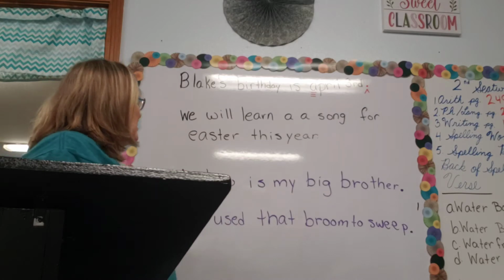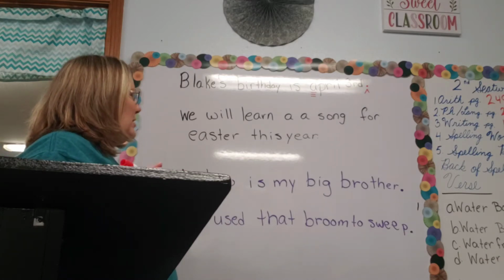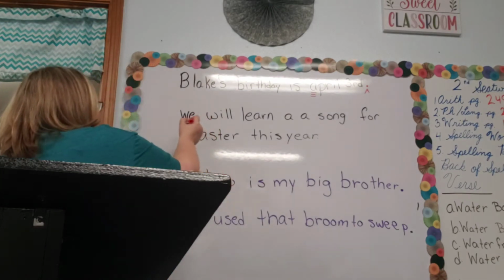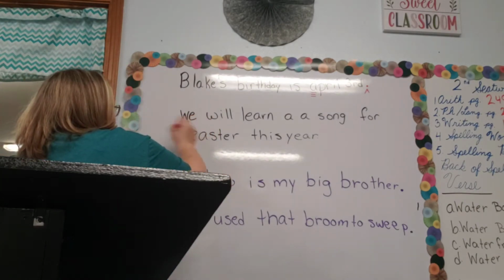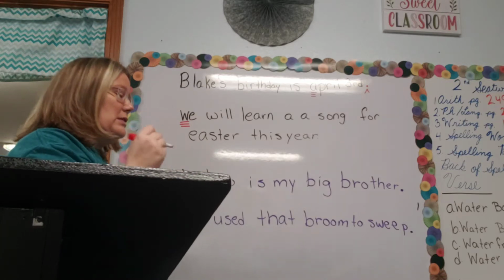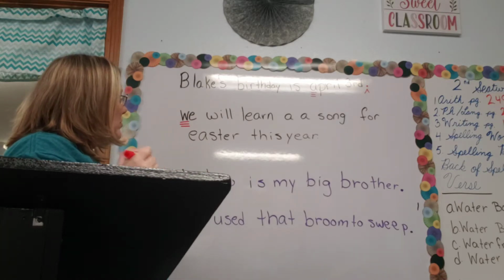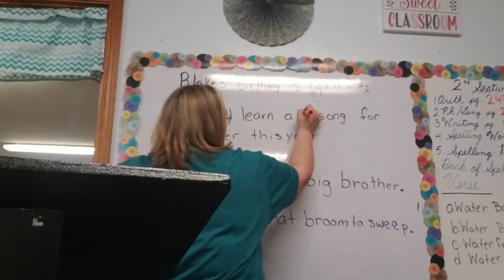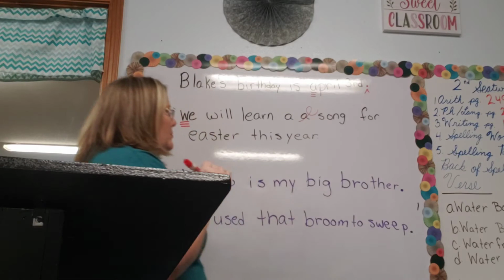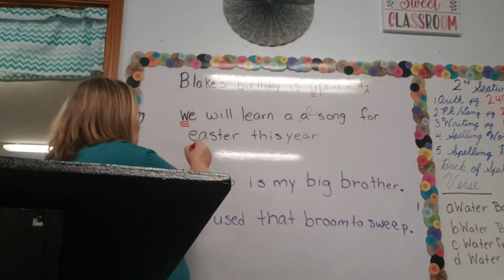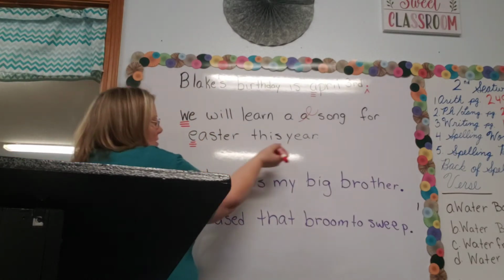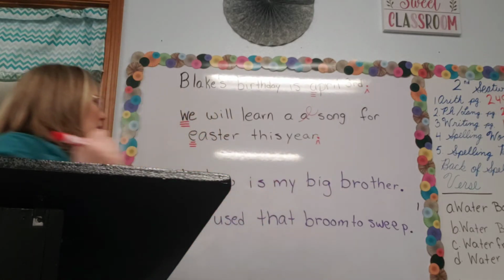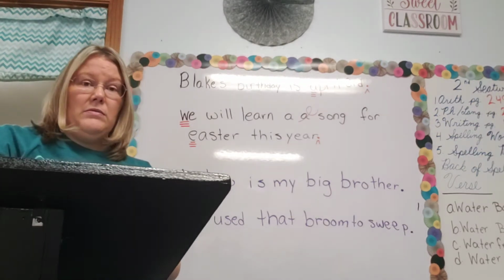The next sentence says, we will learn a song for Easter this year. We've got a couple mistakes in this one. First of all, my first letter of the first word in the sentence is not capitalized. Okay, we will learn a song for Easter this year. We have a problem. We need to get rid of that extra word. Song for Easter. Easter's a holiday. Remember to capitalize it. It does have a period. It's kind of hard to see, so I'll make one here so you can see that. Alright, so that's review.